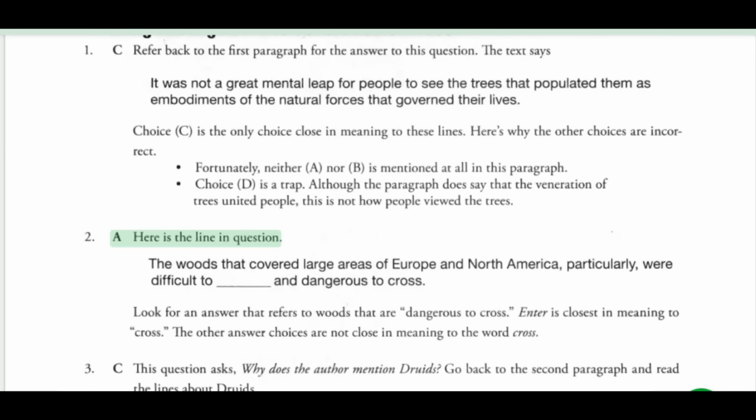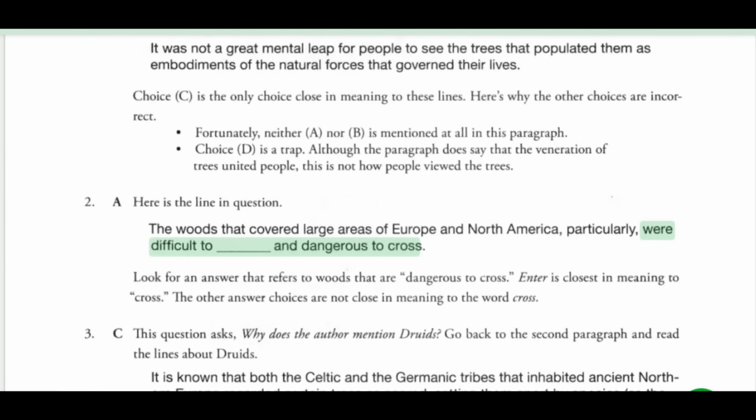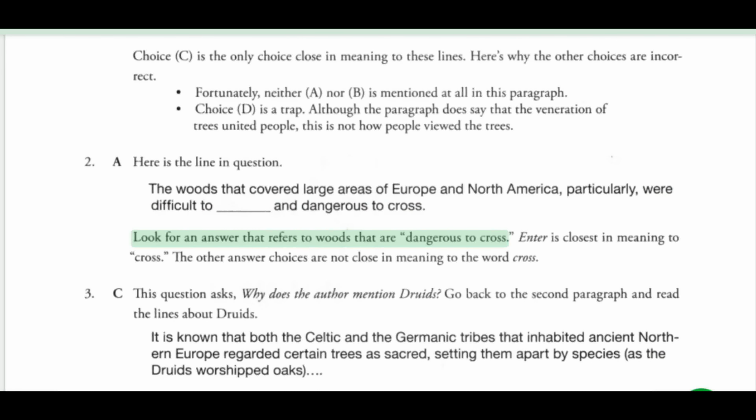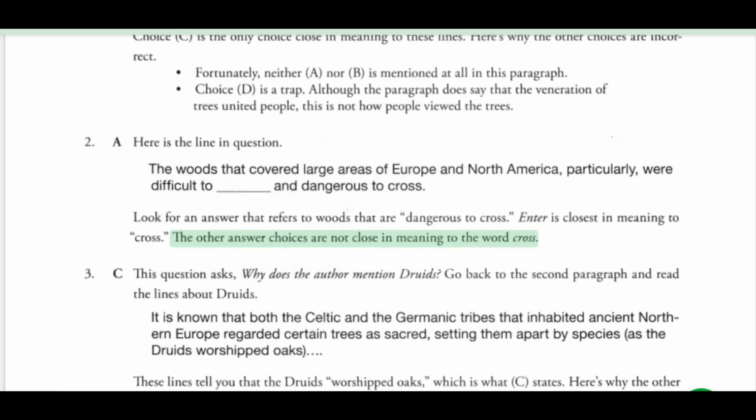2. Here is the line in question. "The woods that covered large areas of Europe and North America, particularly, were difficult to traverse and dangerous to cross." Look for an answer that refers to woods that are dangerous to cross. Enter is closest in meaning to cross. The other answer choices are not close in meaning to the word cross.